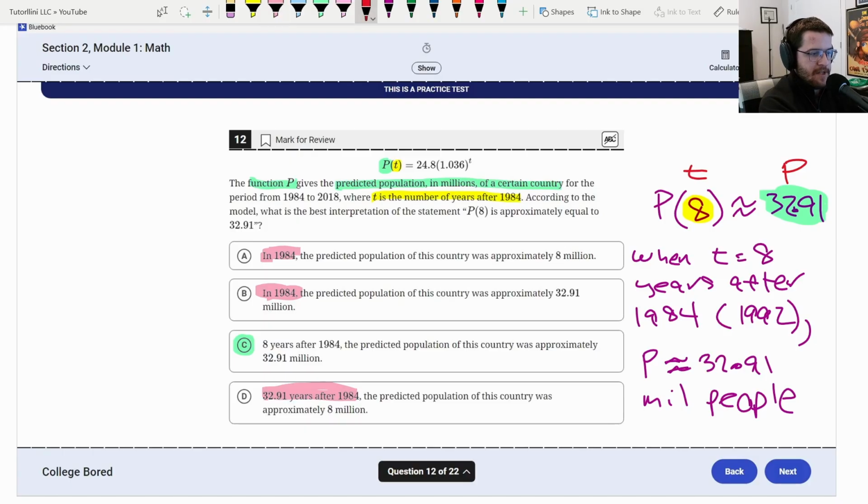The letter inside the parentheses is your independent variable, and then the number on the other side is the name of the function, the letter outside the parentheses, or your dependent variable. Great, let's keep going.